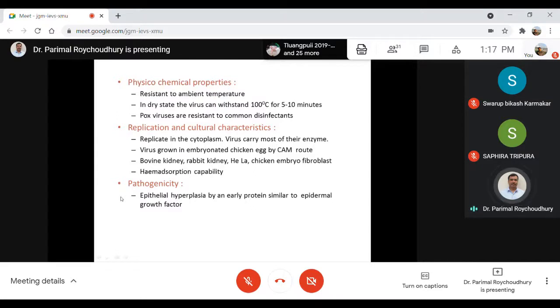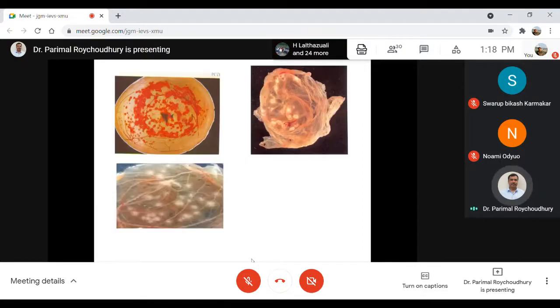Then pathogenicity: if you talk about poxvirus pathogenicity, then the one aspect we can say is that it can cause epithelial hyperplastic conditions. That means some of the early proteins of poxvirus behave as an epidermal growth factor. As a result, the presence of the viral protein causes rapid proliferation of those infected epithelial cells, particularly in the stratum germinativum and the stratum corneum, these two layers of the skin. As a result, the hyperplastic conditions develop, and that's the main pathology of pox. And it may not be restricted to the epithelial surfaces. It may also cause lesions in the internal organs, particularly in the lungs.